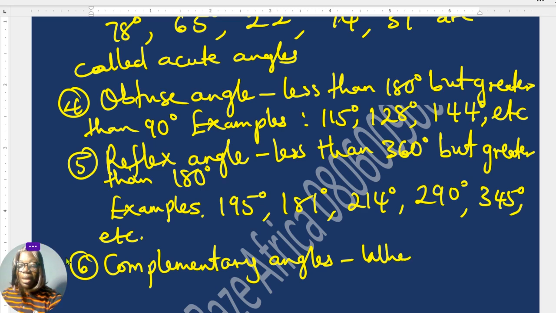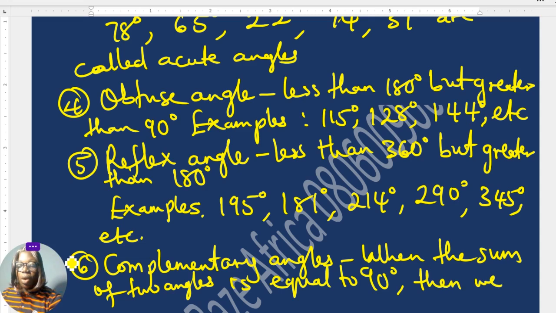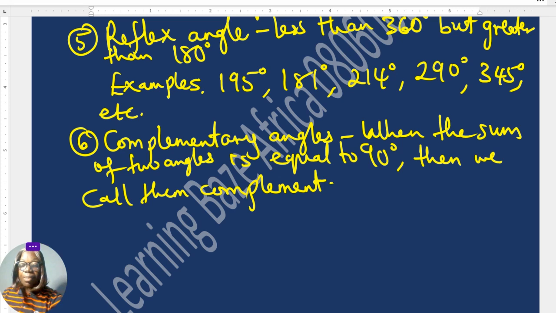So let's write that down. When the sum of two angles is equal to 90 degrees, then we call them complementary angles. Okay, we call them complementary angles.